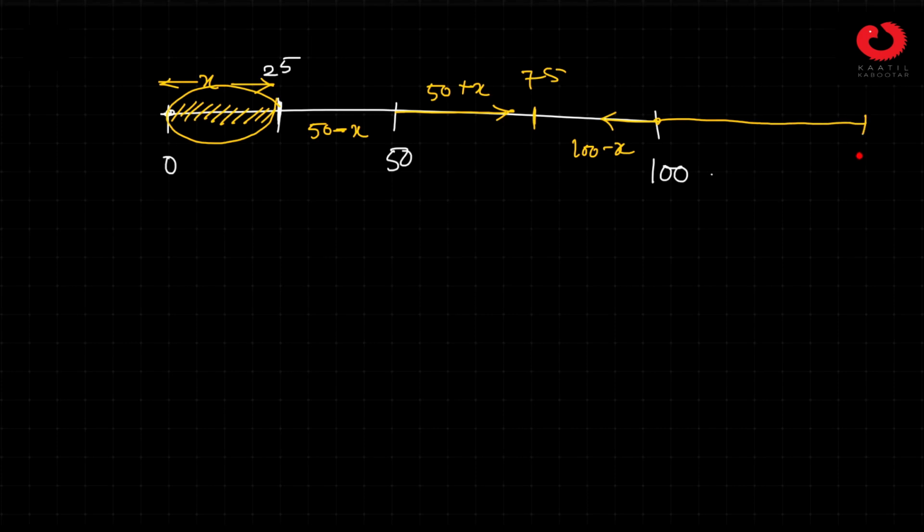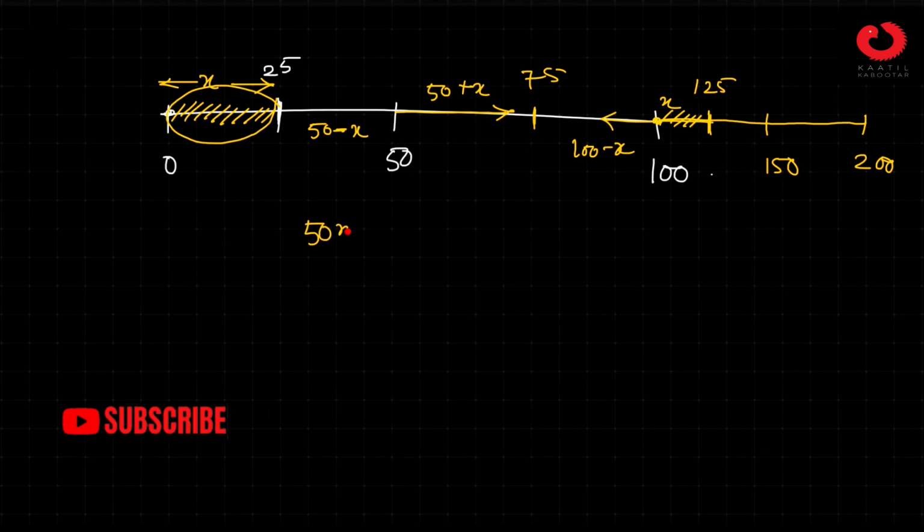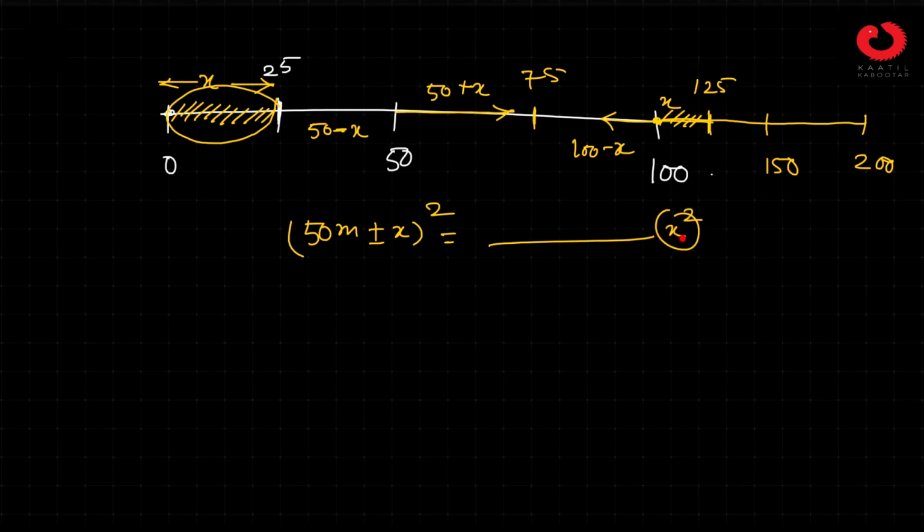Then after this also, suppose you need to go further, this is 200, this is 150. So you can go from 100 till here, till 125. This will be x. So whatever the range, you can always write some multiple of 50 plus or minus this x, and you can do the square, and you can always say that the number has to end with the same two digits as x square. Okay, this is the first understanding that we have to develop.